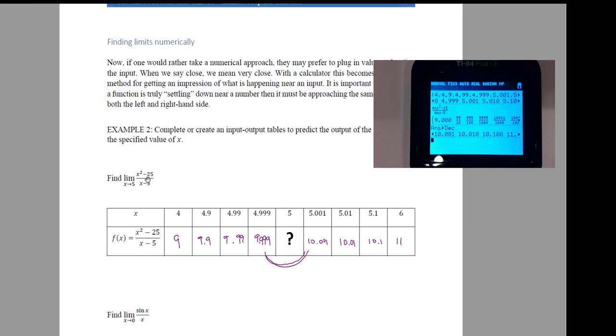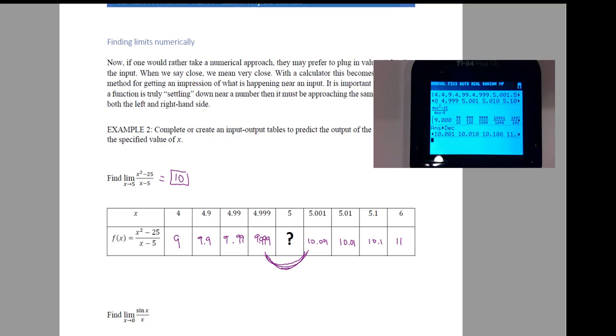And so as I'm getting close to the number 5, I know I can't stick in 5 because I'd be dividing by 0, but it appears as though I'm looking at something that's going between 9.999 and 10.001, and that means that the value of the limit, the behavior, is chill, it's settled down, and it's giving me the result of 10. Maybe I should make this big again.